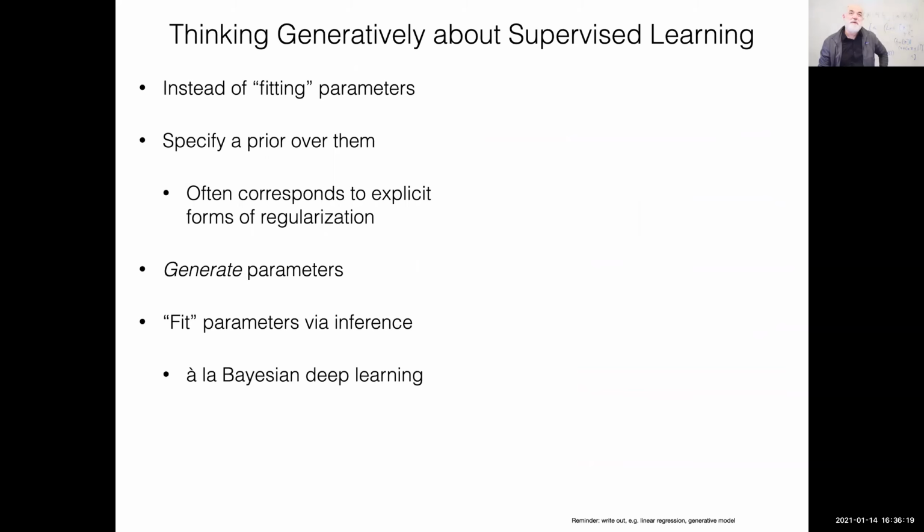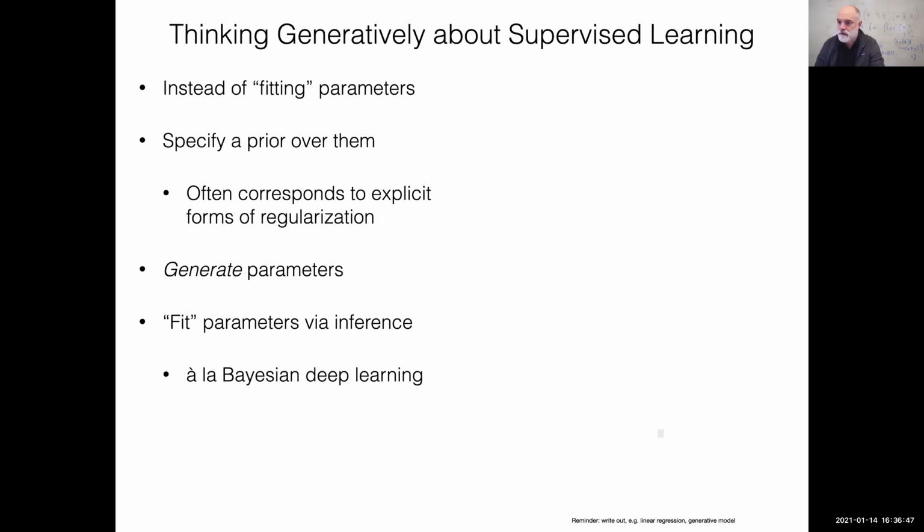So when we have supervised learning, we can still think generatively, and what we think generatively about is, instead of fitting parameters, we specify a prior over them, and this prior often corresponds to some sort of explicit form of regularization, and you generate the parameters of the supervised model, right? And then you fit those parameters via inference, and what you get is something like deep learning.